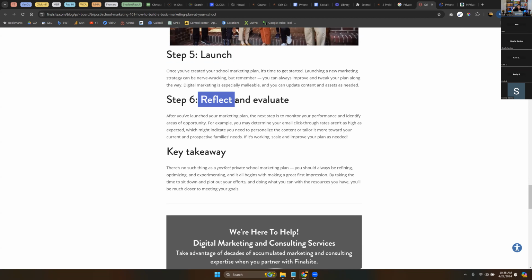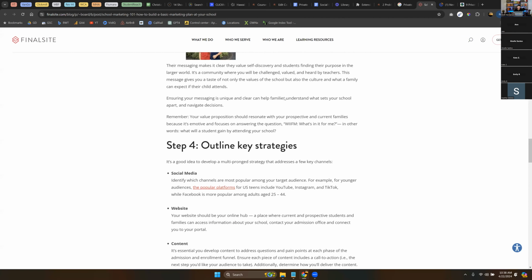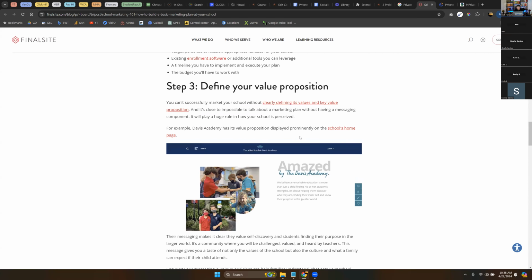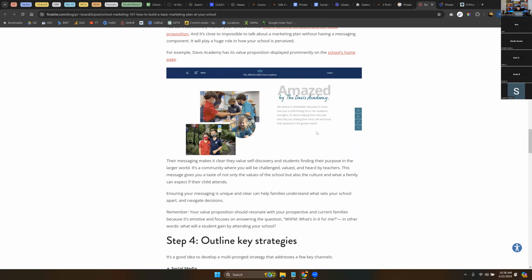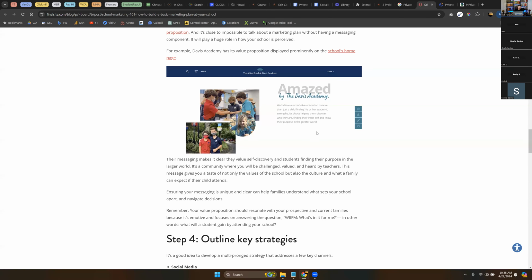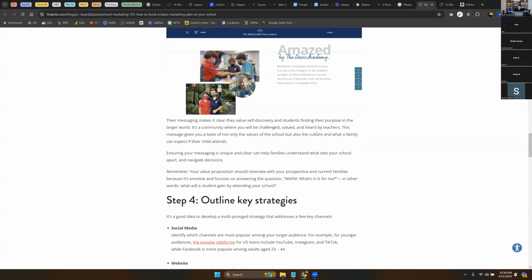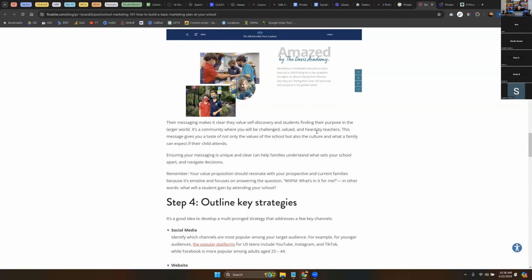Okay. So what they have missed in here is meet a deeply felt need. They're kind of saying that here with the value proposition, but they're not really saying it. I mean, this value proposition is saying we help these kids discover who they are, finding their inner self and know their purpose in the greater world. Is that really what parents are paying $10,000 a semester for? Something tells me that parents are paying $10,000 a semester so that their kids are deep in there.